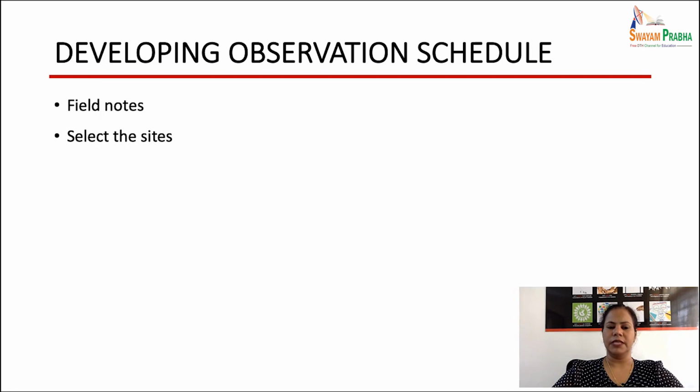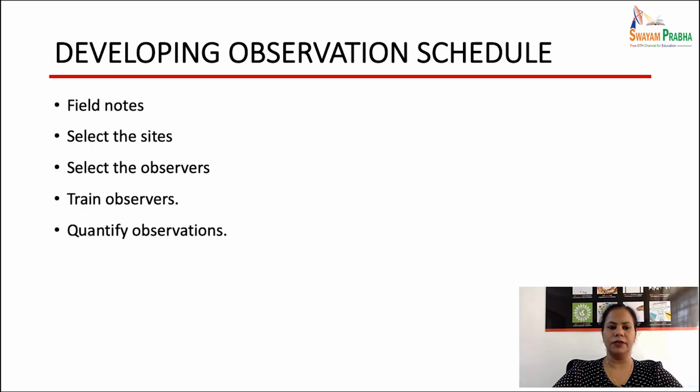And you will be selecting the sites and you will select the observers. Then you will also decide whether you will be training the observers or not, because if you have to observe certain complex behaviors, then you need to train the observers in the way they have to observe, so that there is no discrepancy in the observation if more than one person is observing.